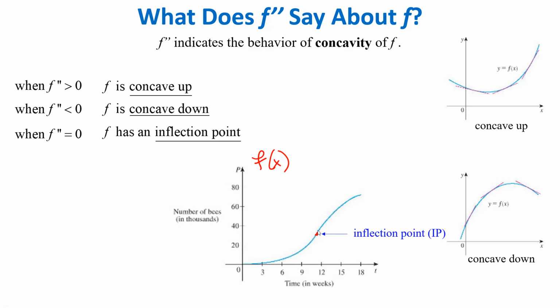Now, other conclusions that you can make from f double prime, you'd say that when f double prime is positive, that means that f prime is increasing. Likewise, when f double prime is negative, that means that f prime is decreasing.